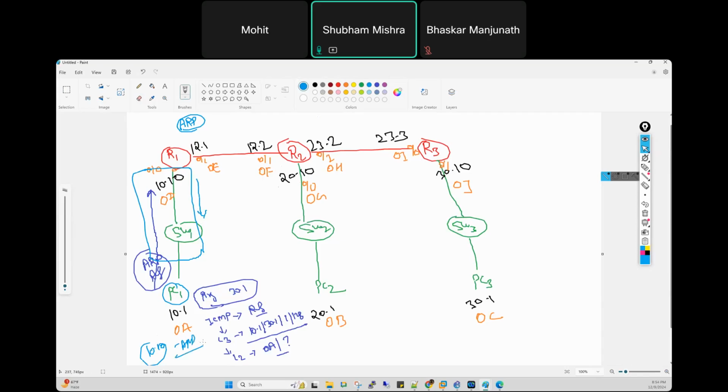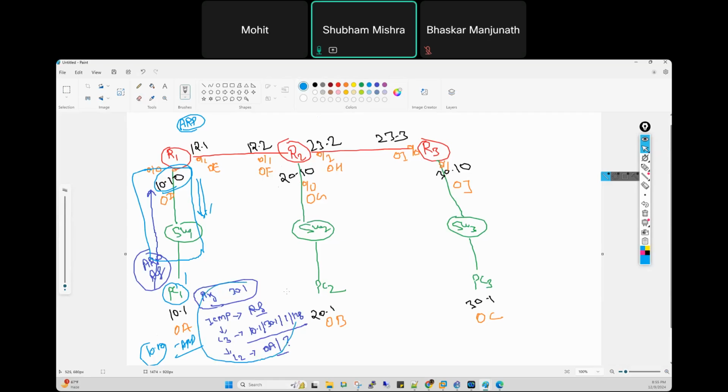Right? Fine. Did you understand all this? PC1 generated the ARP, the ARP reached the router, the router gave the ARP reply, and PC1 learned the MAC address of 10.10. That's all. Clear? So PC1 and router 1 did the ARP exchange and ARP is resolved here. Fine. Now come here on R1.